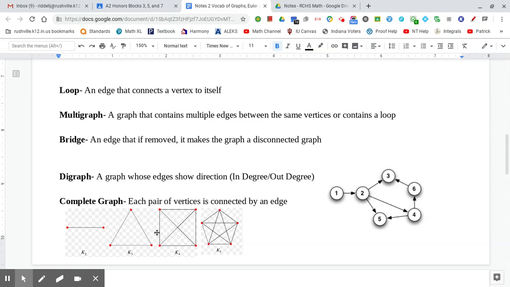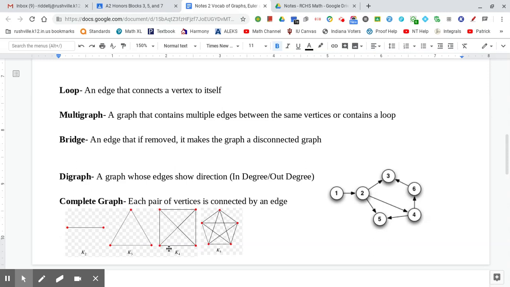The way that we denote complete graphs is with a capital letter K and then a subscript, and that subscript tells us how many vertices there are. So for a K2 graph, that means there are two vertices and they have to be adjacent, which means there's going to be an edge that connects the two. This is a K3 graph because we have three vertices and each vertex is connected to the other two.